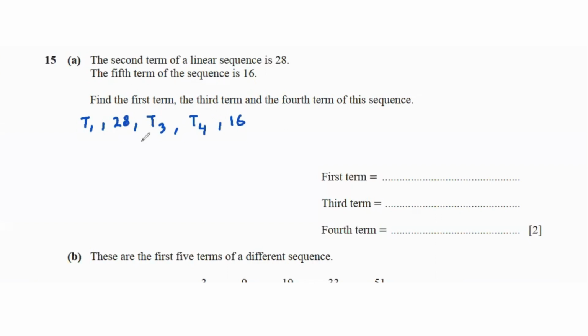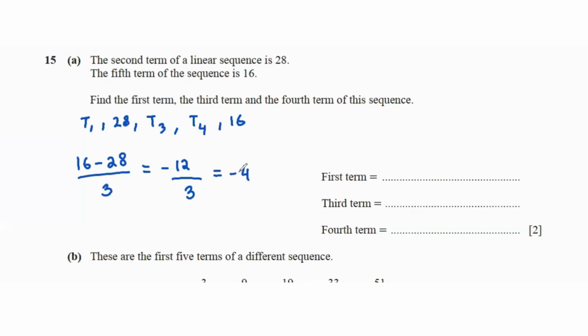So to find the common difference, what we're going to do is 16 minus 28 over 3, which is negative 12 over 3, and that's negative 4. The reason why it's negative 4 is because as we're progressing in the sequence, the value of the term is decreasing. As you can see, the second term is 28, but the fifth term is 16, which means progressively it's going to reduce. That means you're subtracting a common number.